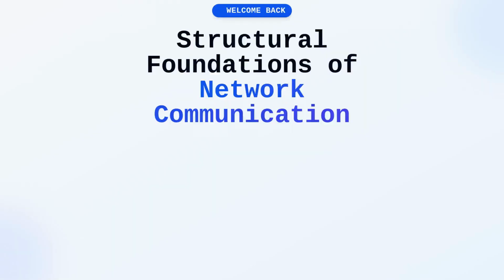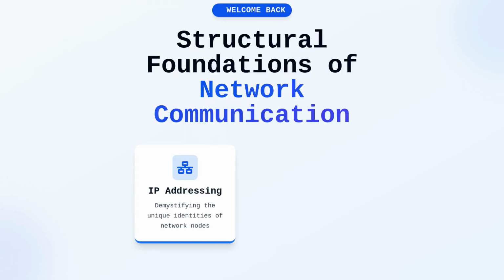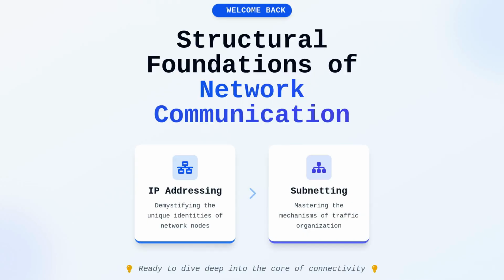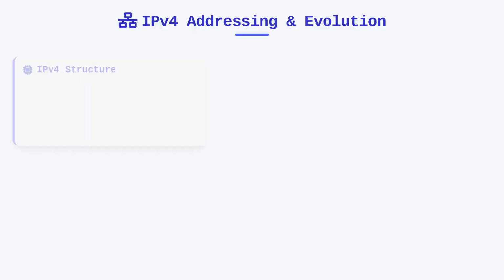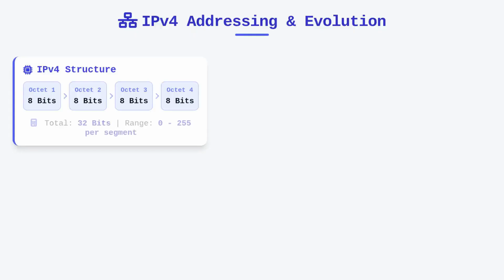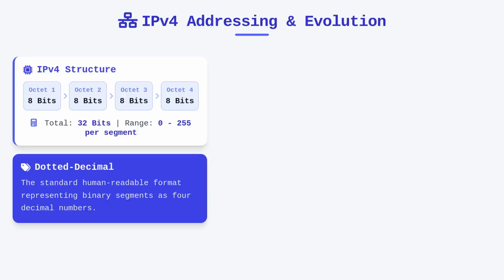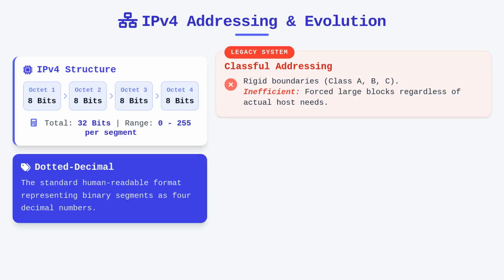Welcome back. In this session, we will investigate the structural foundations of network communication by demystifying IP addressing and the mechanisms used to organize traffic through subnetting. An IPv4 address consists of 32 bits, typically represented in a dotted decimal notation consisting of 4 octets. Each octet represents 8 bits, allowing a decimal range from 0 to 255 for each segment.